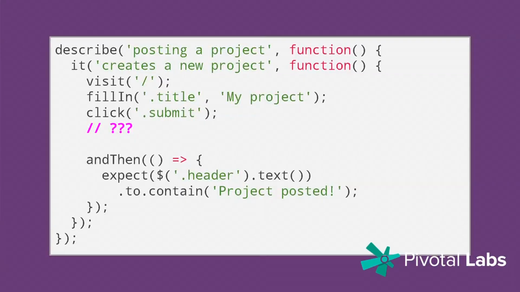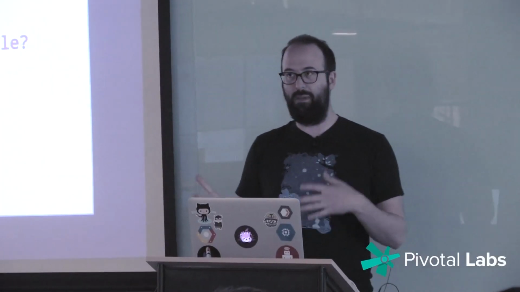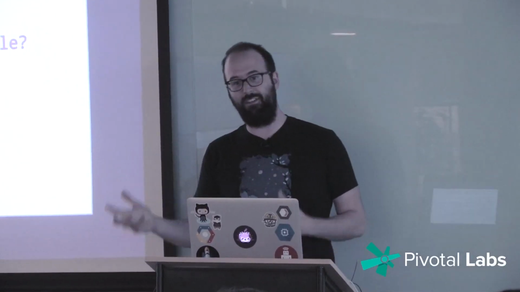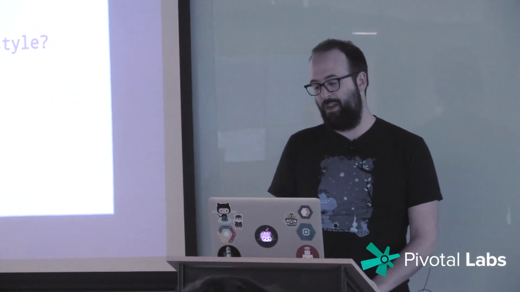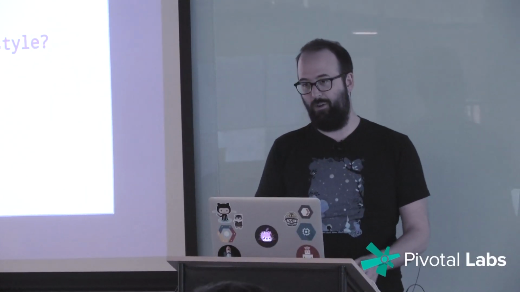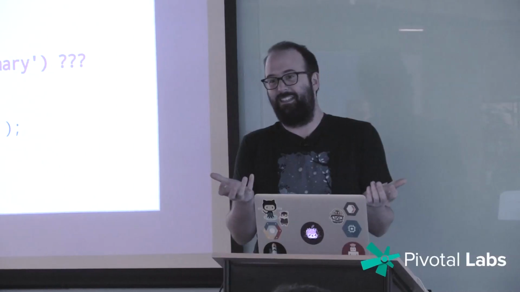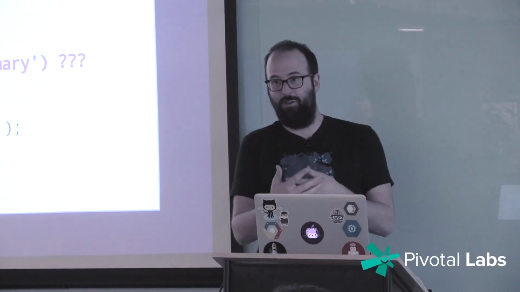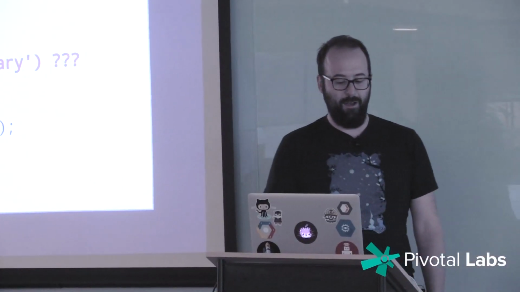So what am I supposed to do here to turn this into a regression test for that kind of failure? Am I supposed to check that some class exists on it, or that the CSS computed style is correct, or that the color is a particular color, right? But that's really fragile. So I'm probably just not going to do this, or I'm going to assert that it has some class. But that's not really testing the visual side of it, right? The CSS class could be overridden for that particular page in that particular place.